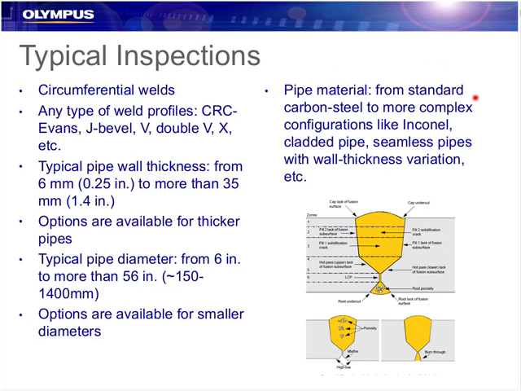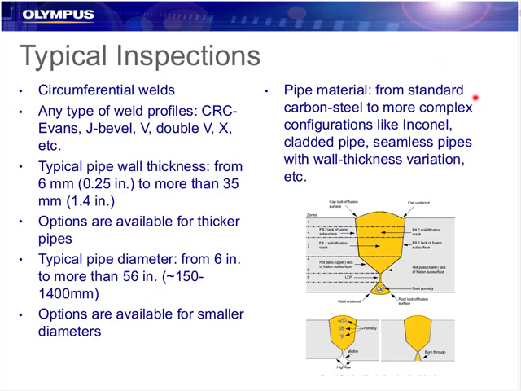So the typical inspections that we do with this type of system, the main system is just usually used for circumferential welds. There could be adaptation to long seams, but that would have to take an investigation. The general system off the shelf is really designed only for circumferential welds. Really any type of weld profile can be done: CRC Evans, J bevel, V, double V, X. It's just going to alter the inspection technique, how we break it up, and how we apply the ultrasound.